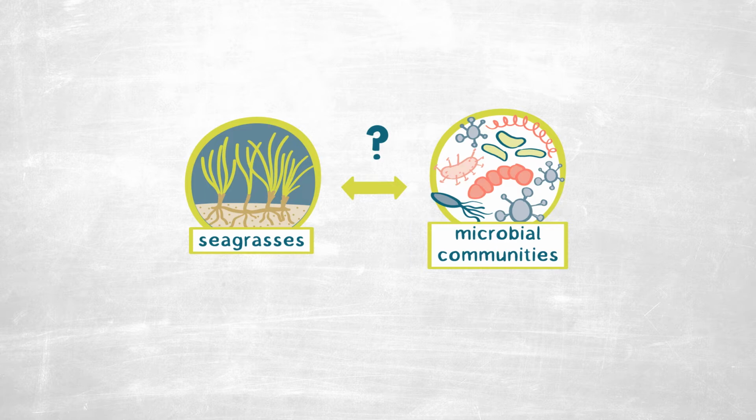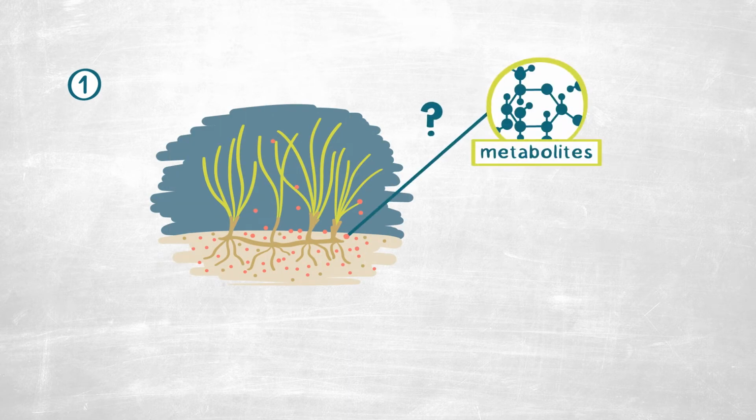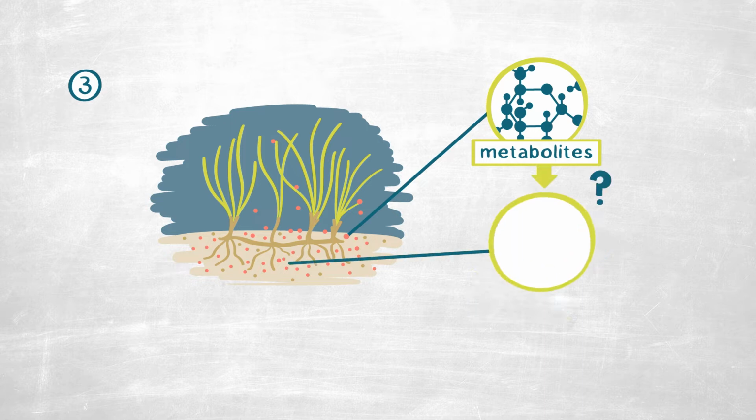For this research study, I was really interested in answering three specific research questions. First, what types of metabolites or small compounds are the seagrasses excreting into their soils or sediments? Second, can we link these metabolites or the presence of these compounds to the actual plant physiology? And third, what is the impact on the sediment microbial communities?